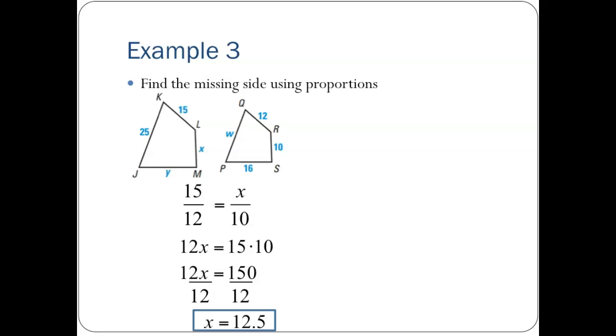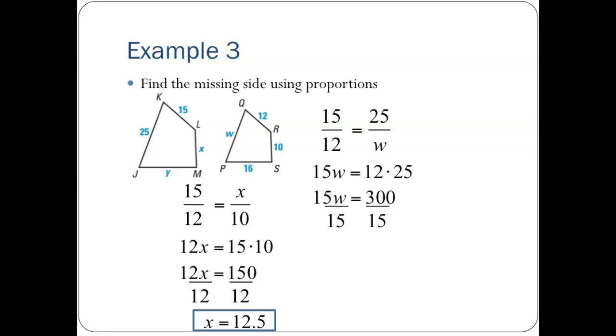All right, next, let's solve for w. So again, we'll use 15 over 12, and now this is going to equal 25 over w. Cross multiply, we have 15w equals 12 times 25, which is equal to 300. Divide both sides by 15, and we get w is equal to 20.